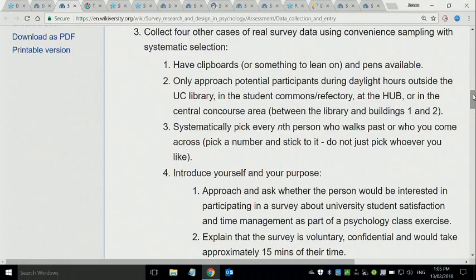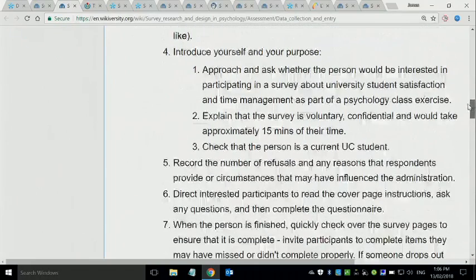In order for it to be systematic, it's not you waiting until somebody you kind of feel attracted to walks out of the library and then approaching them. You need to be fair and equitable. So you might say, I'm going to pick every 7th person who comes out of that door. So you wait 1, 2, 3, 4, 5, 6, 7, and then you walk up to that person and you introduce yourself and what you're doing.